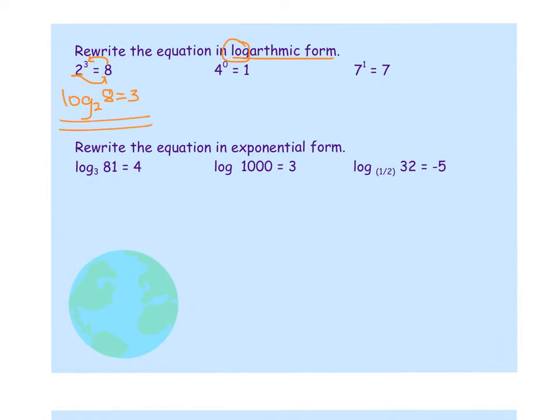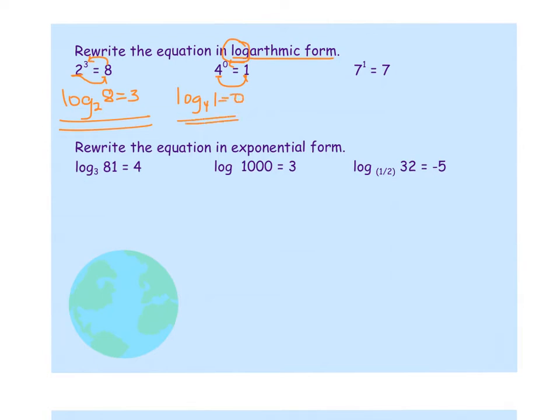The next one, 4 to the 0 power equals 1. Well, we know that's true. In logarithmic form, we're going to start by saying log base 4, because we want it to match, and then we loop it. Of 1 equals 0.